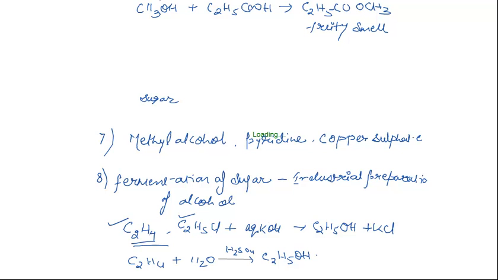Now our next question is, dash is the general formula for alcohols. What is it? CnH2n plus 1 OH. So this is your general formula for alcohols.